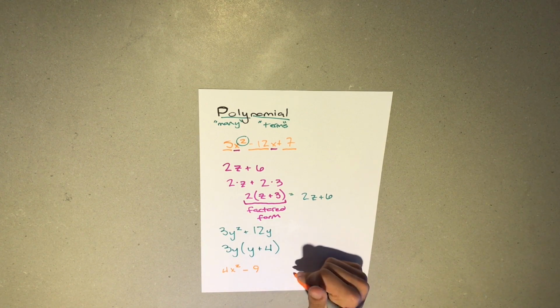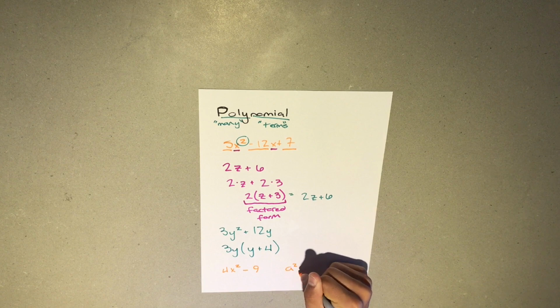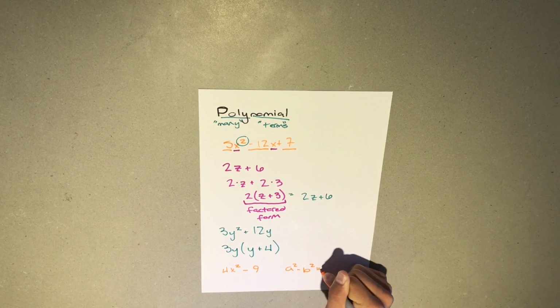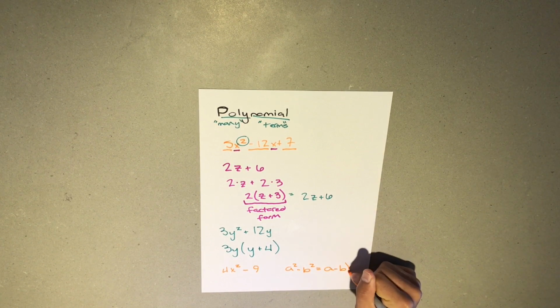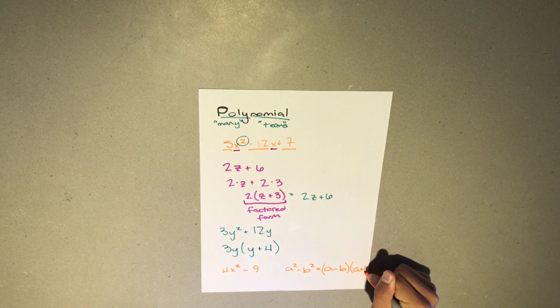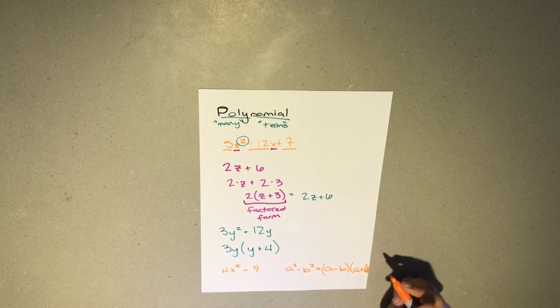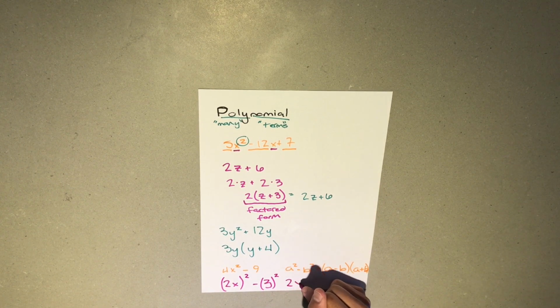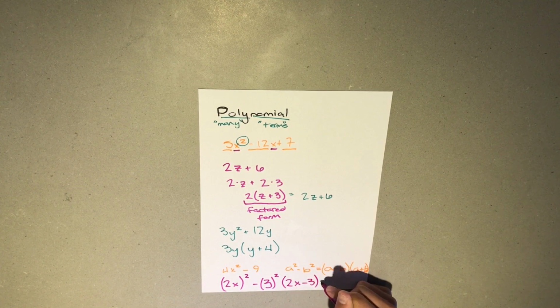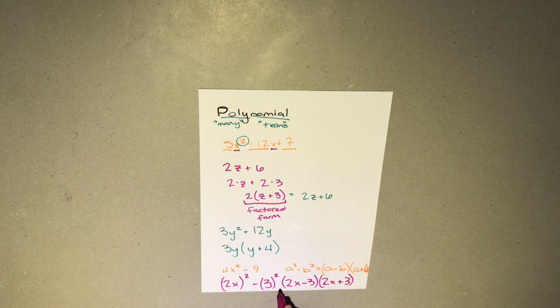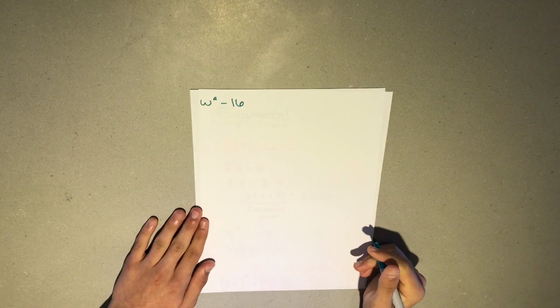So the difference of squares is this. It's a squared minus b squared equals a minus b multiplied by a plus b. So that would be 2x minus 3 and 2x plus 3. So that's the factored form right there. It's the factored form of 4x squared minus 9.